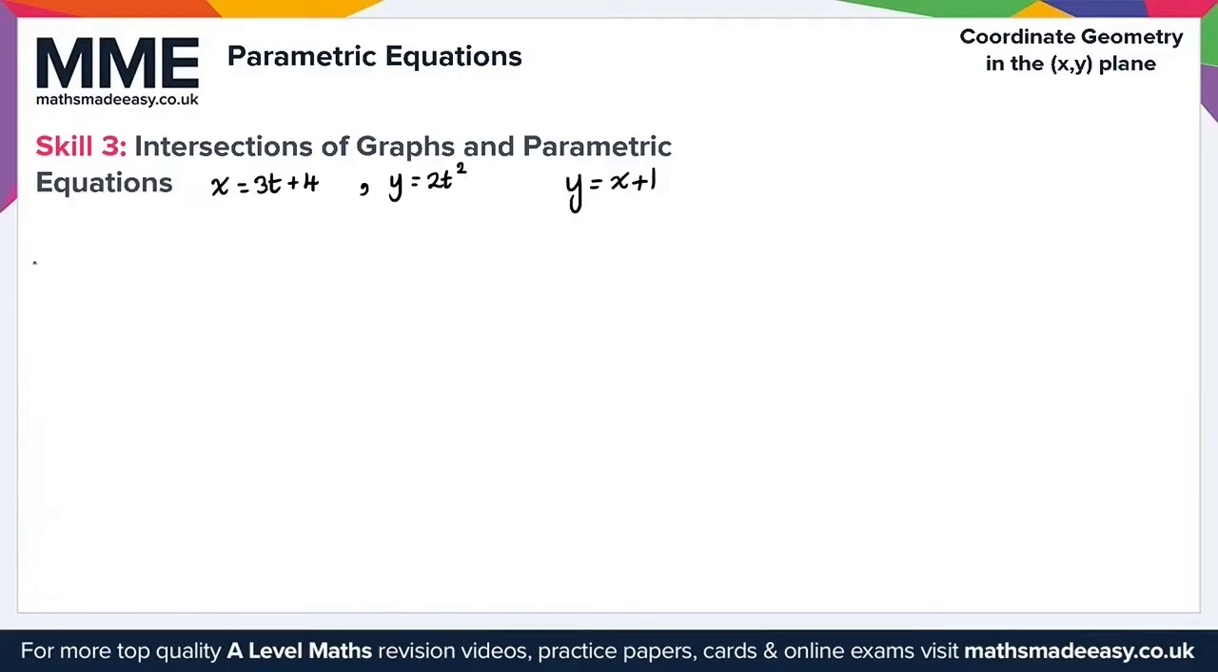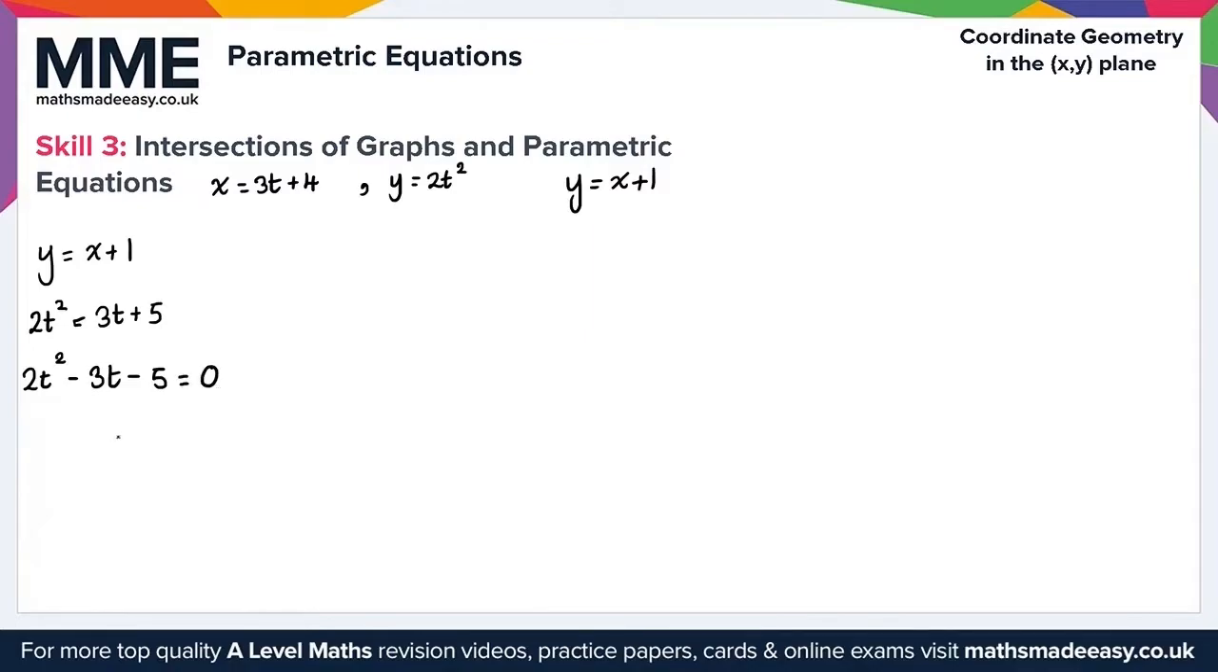So in that case, using y equals x plus 1, we can replace y here with 2t squared and x with 3t plus 4. So we've got 3t plus 4 plus another 1, that gives us 3t plus 5 there. Okay? And because I've now got a quadratic equation, I'm going to rearrange this such that it's equal to 0, and then we can simply solve for t. So we get 2t squared minus 3t minus 5 equals 0.